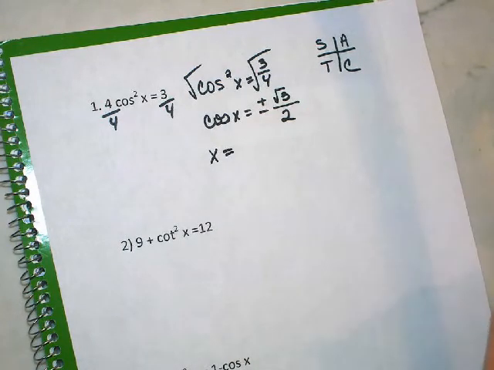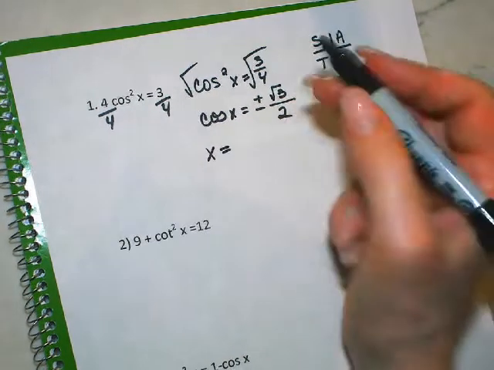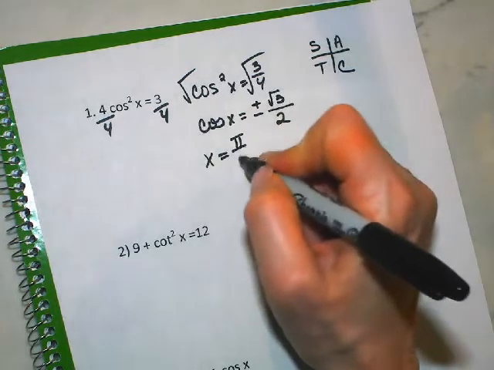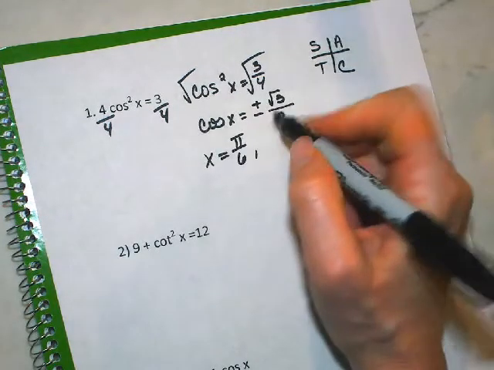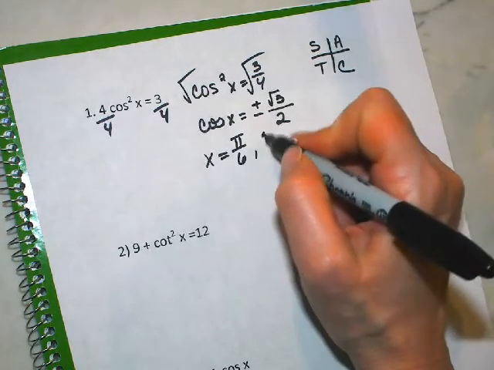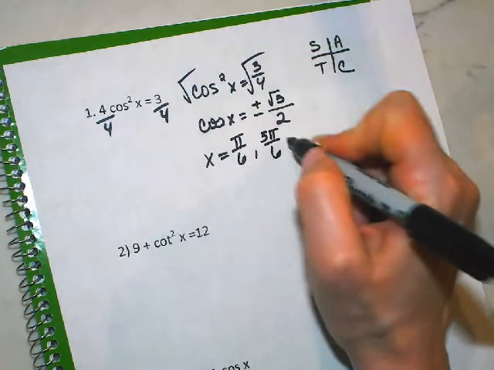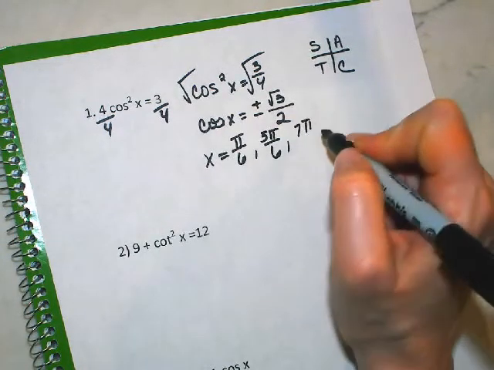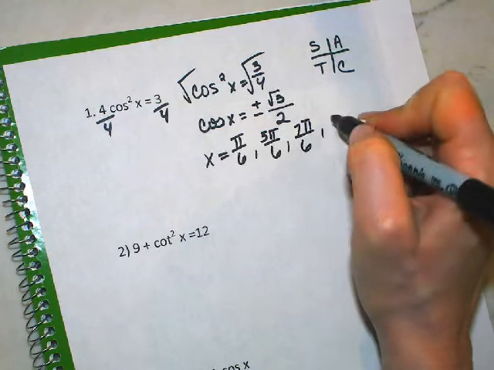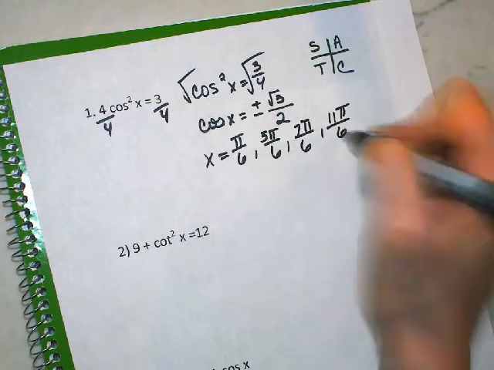And again, you could have your little card next to you. I prefer for you guys to remember it at this point, but I'm sure you're going to need your card to review today because you're not going to remember it. It's pi over 6. It's 5 pi over 6. It's 7 pi, excuse me, over 6. And it is 11 pi over 6.